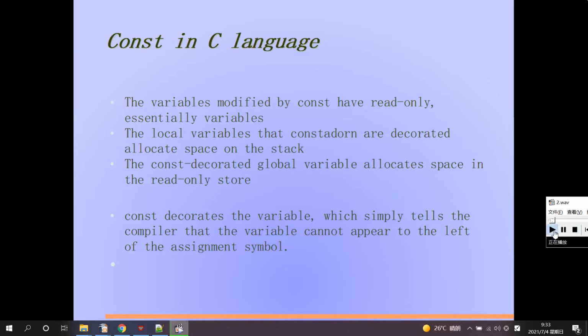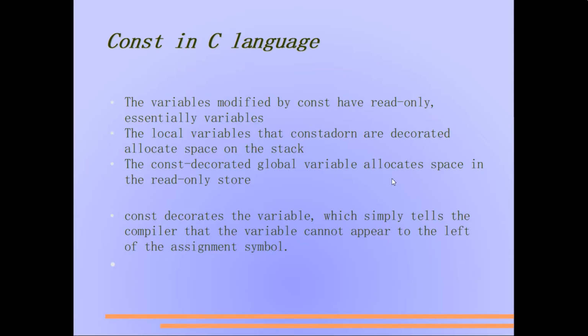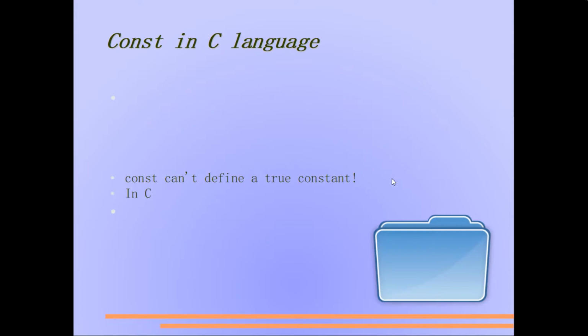Variables modified by const are essentially read-only variables. Local variables decorated with const allocate space on the stack. A const-decorated global variable allocates space in the read-only store. Const decorates the variable, which simply tells the compiler that the variable cannot appear to the left of the assignment symbol. Const can't define a true constant.